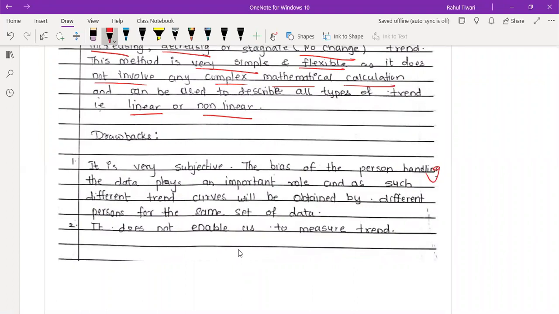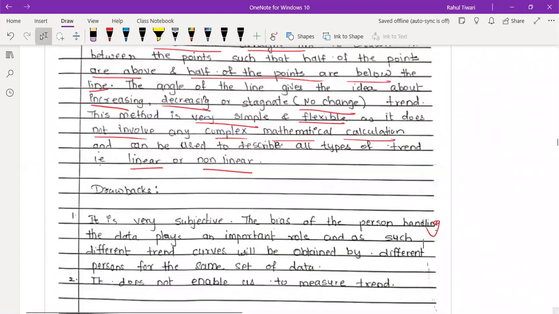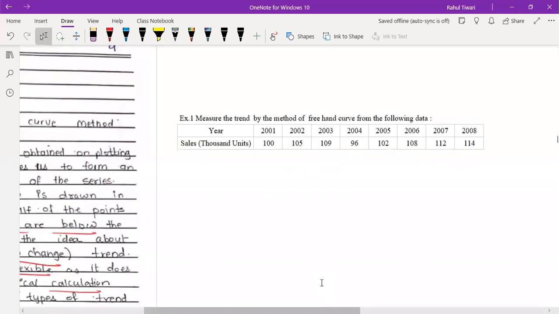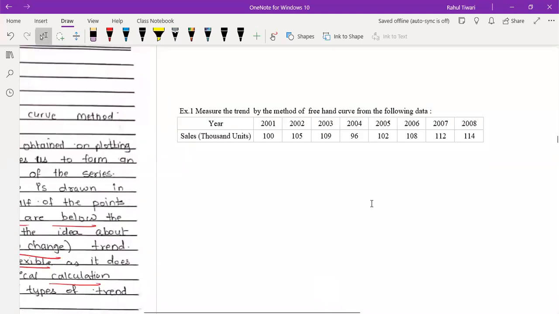It does not enable us to measure the trend. So you cannot get the trend from the data. I will tell you why. Just look at this data. Suppose you have this data.